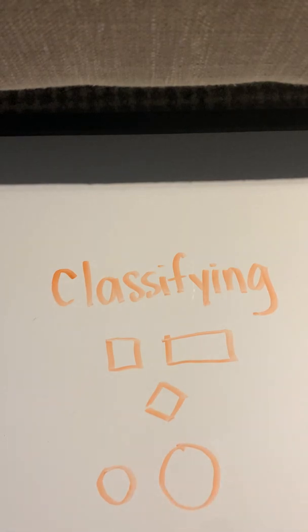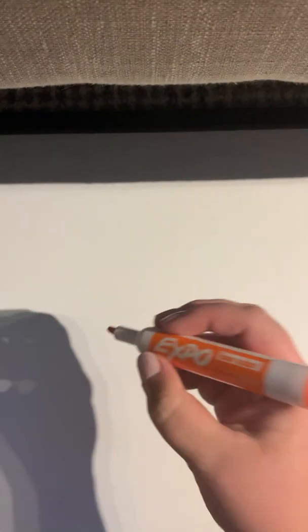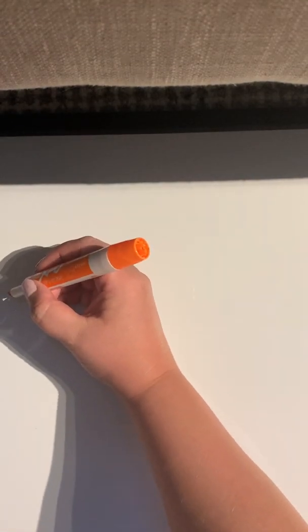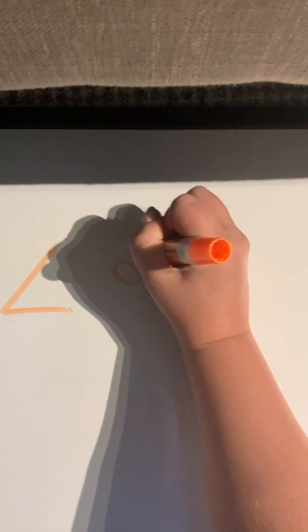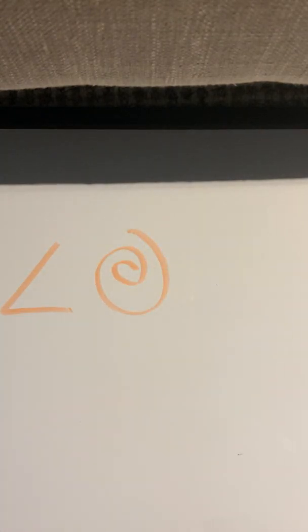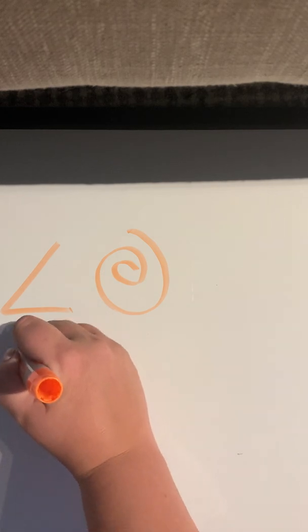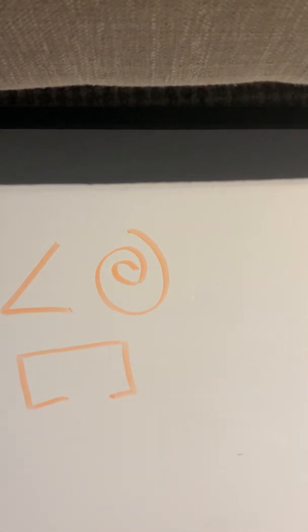Now, we are going to be classifying polygons. Everybody say polygon. All right, and we're going to be learning a little bit more about these over the next couple of days. But first, I wanted to go ahead and introduce you to a couple words. I'm going to draw some different figures on our board. I'm going to draw an angle here. I have an angle, fun little swirly. Let's see, let's do this shape. And let's do something like this, okay?